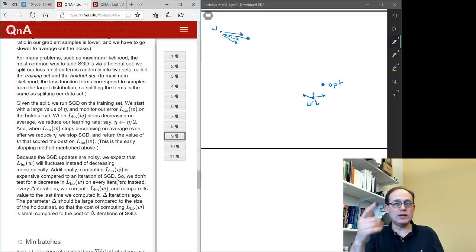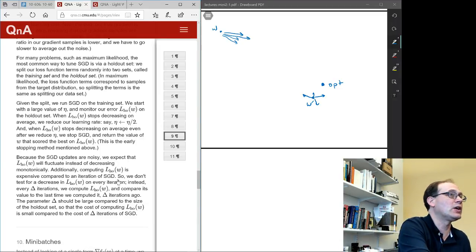Then we keep going and it goes down and goes down, and then at some point it stops going down because now our reduced learning rate is too big, and at that point we halve it again and keep going. Then at some point, even after we halve it, the loss is going to stop going down. At that point we stop and return, saying that we're done with stochastic gradient descent, and return the last value of our parameters. This stopping when L on the holdout set stops decreasing is the early stopping that we mentioned a few paragraphs ago.